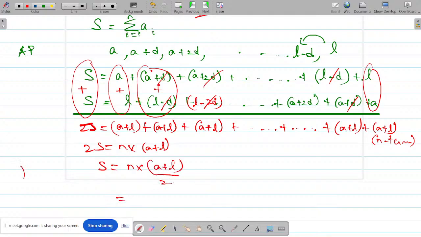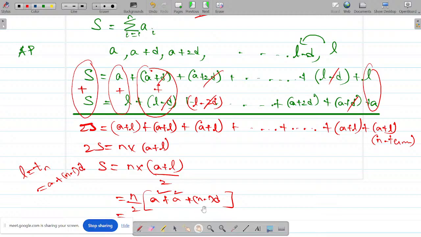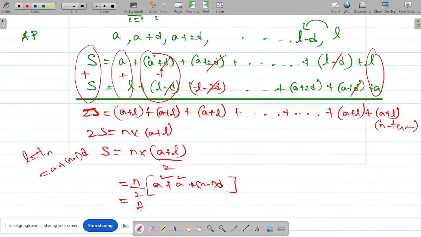Okay. What is L actually? The last term. Nth term in general. So shall I substitute A plus N minus 1 into D in the formula here? So shall I write this as N by 2 into, okay, A plus N minus 1 into D. So this A and this A I simplify. So what I get? N by 2 into 2A plus N minus 1 into D.